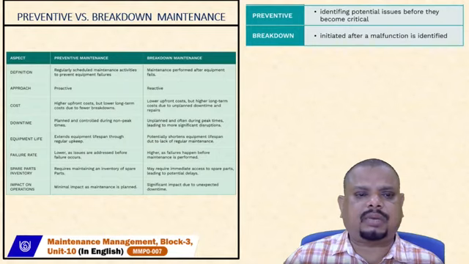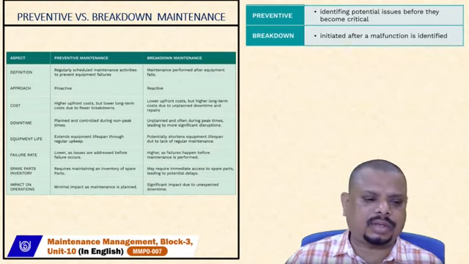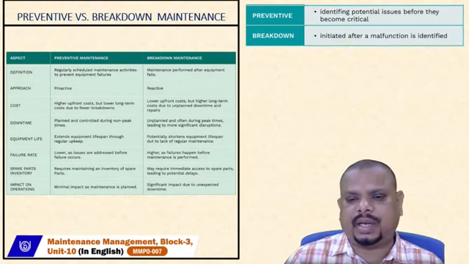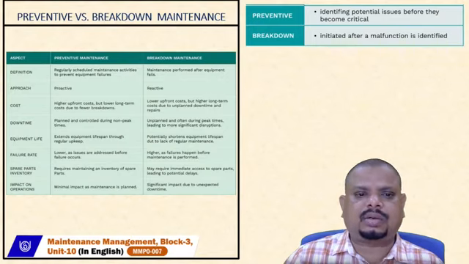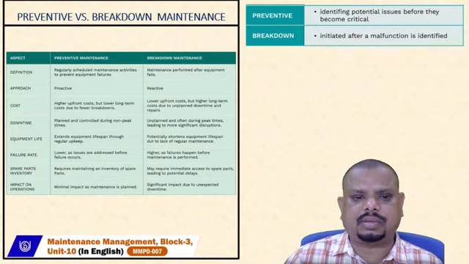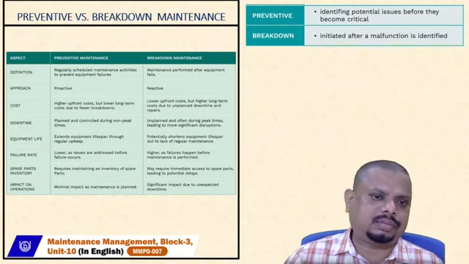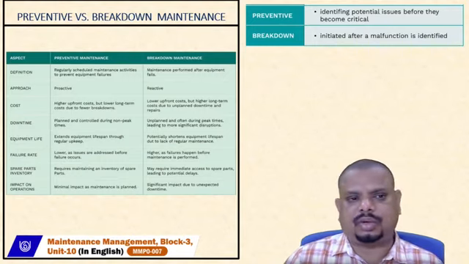Then the last aspect we have is known as impact on the operations. There is minimal impact as the maintenance is properly planned. But in case of breakdown maintenance, there is significant impact due to the unexpected downtimes. So these are the most important aspects of preventive maintenance versus breakdown maintenance.